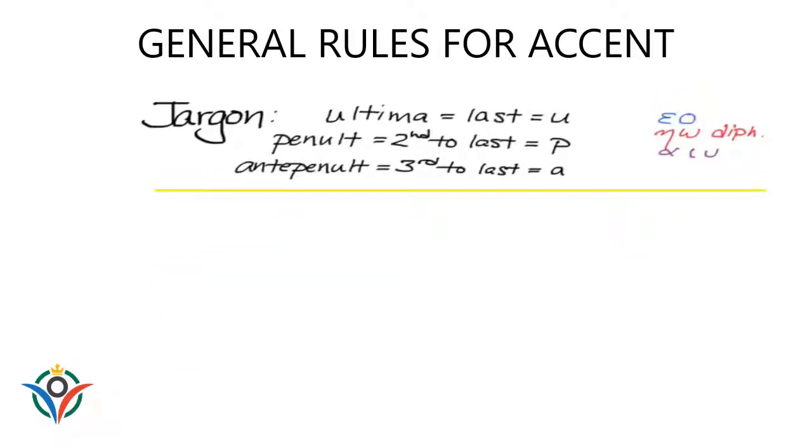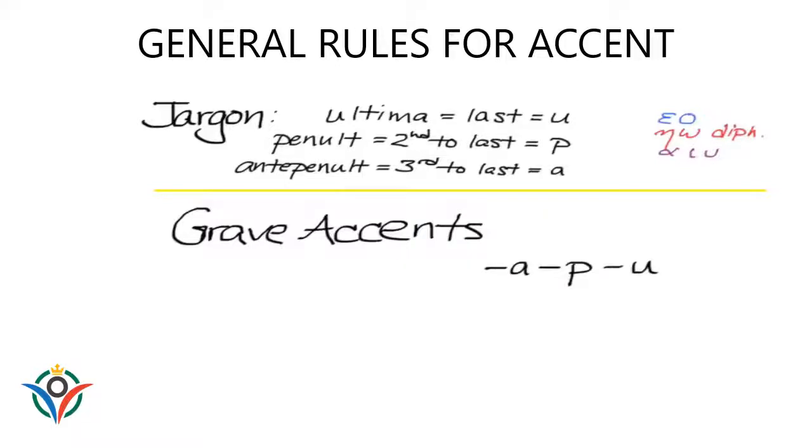Now, graves. They can go over short or long syllables or vowels, but they only appear on one syllable, the last, the ultima. Some words will expect an acute over the last syllable, and if that word is followed by another word and not a pause, the accent changes to a grave. That's really the only time you use a grave.